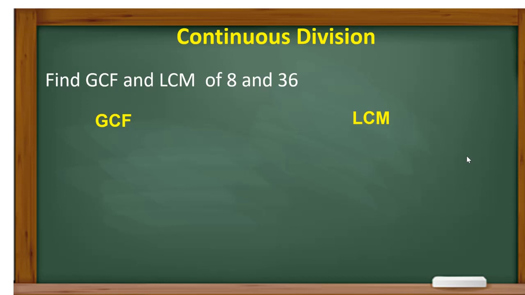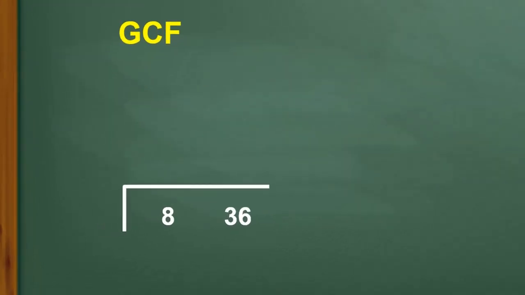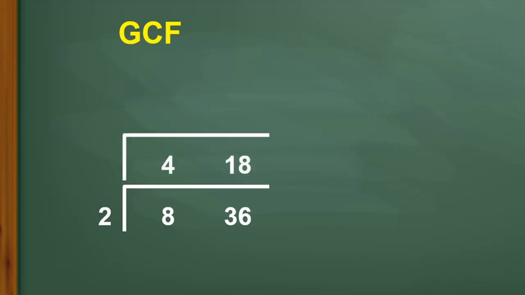In getting the GCF, we write the two given numbers and then think of a factor that can divide both 8 and 36. So we will start from 2. 8 divided by 2 is equal to 4 and 36 divided by 2 is equal to 18. Then think again of a factor that can divide both 4 and 18. 2 again, so 4 divided by 2 is 2 and 18 divided by 2 is 9. So we do not have any more common factor.